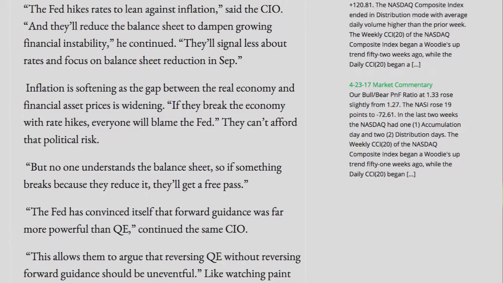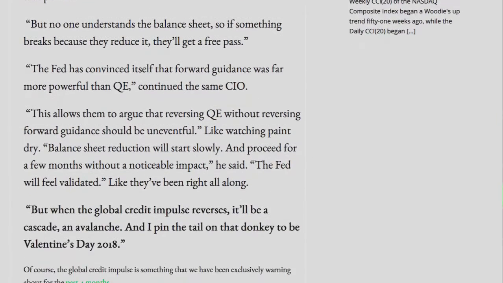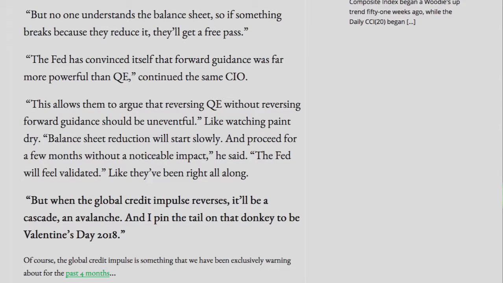Inflation is softening as the gap between the real economy and financial asset prices is widening. If they break the economy with rate hikes, everyone will blame the Fed. They can't afford that political risk. But no one understands the balance sheet, so if something breaks because they reduce it, they'll get a free pass.